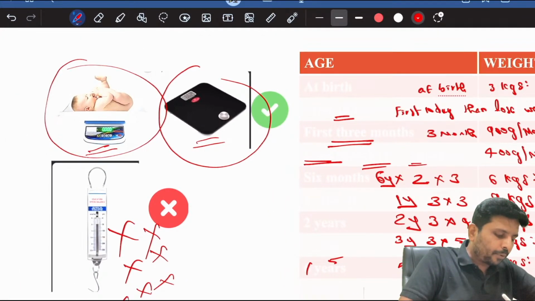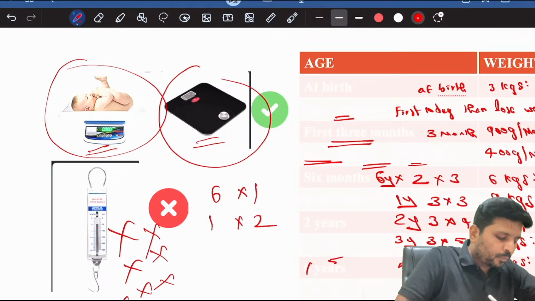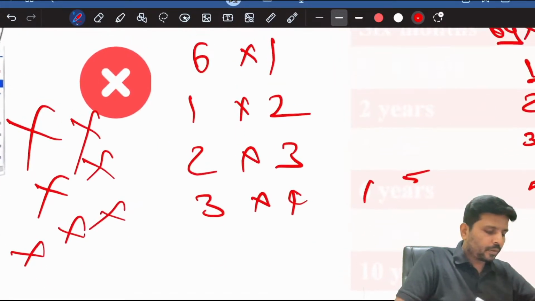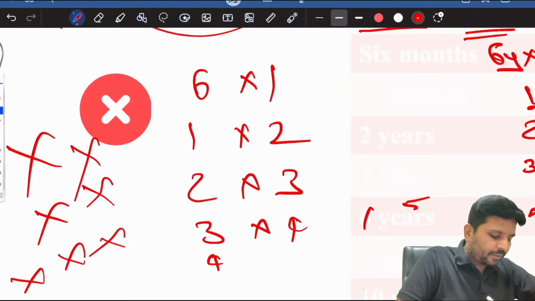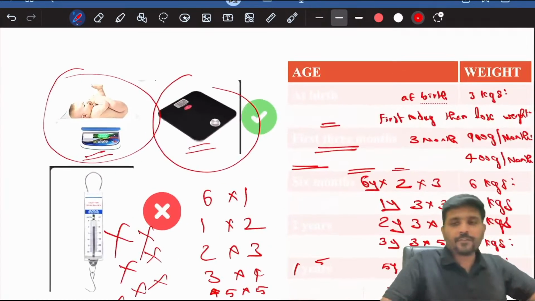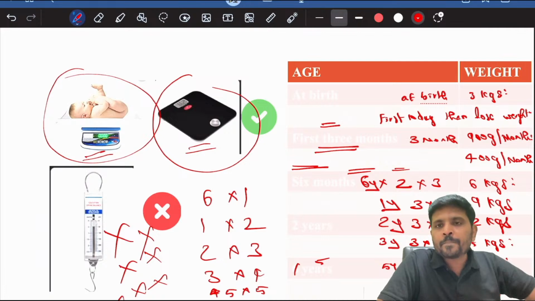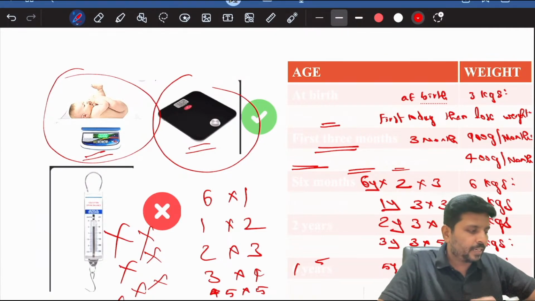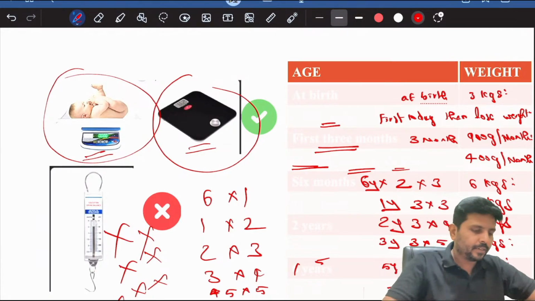I repeat, by about 6 months, into 2; 1 year, into 3; 2 years, into 4; 3 years, into 5; 5 years, into 6; and then 7 years, into 7; and by about 10 years, into 10. So this is the rough calculation to find out the expected weight of the child, right?